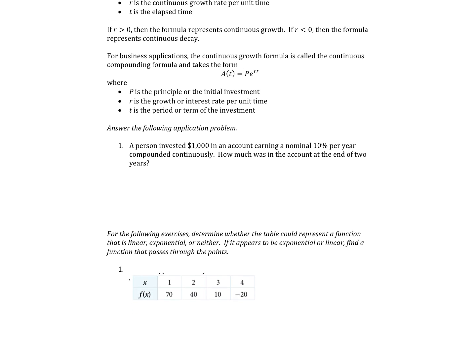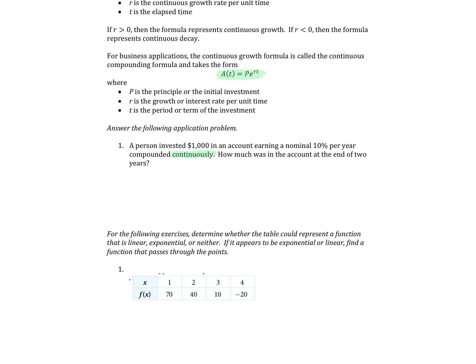So here's an example. A person invested $1,000 in an account, earning a nominal 10% per year, compounded continuously. So here's the difference. When we were doing compounding in the previous example, it was compounded semi-annually or annually. This one is compounded continuously. When you see compounded continuously, that's when you know that you need to use this formula instead of the other formula. The other formula is only used if you're compounding in any way other than continuously.